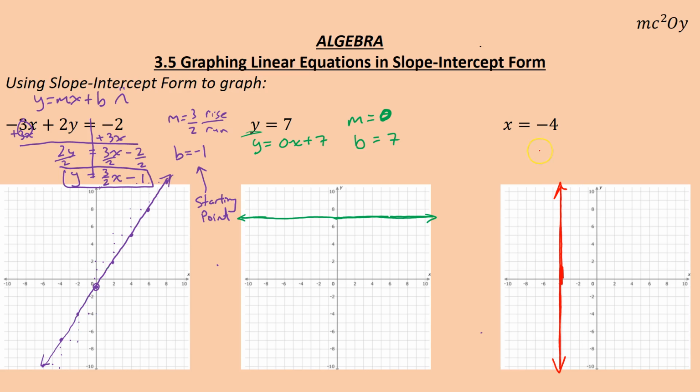And so that is your undefined slope. Notice you don't have a y at all. At least in the 0 slope, you can see the 0x. And undefined, you don't see any y.